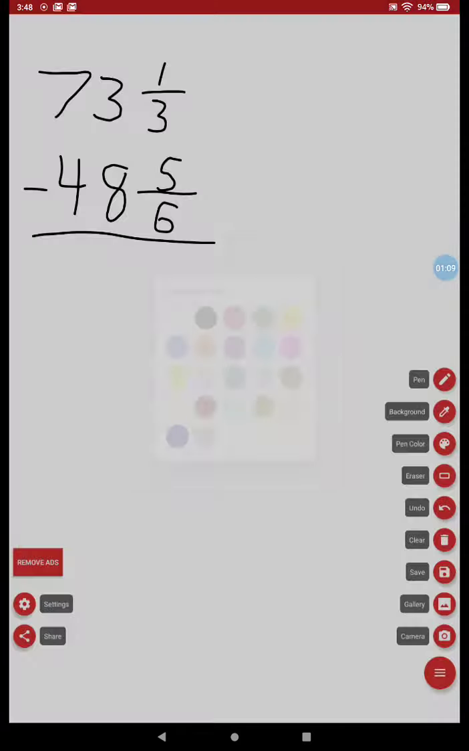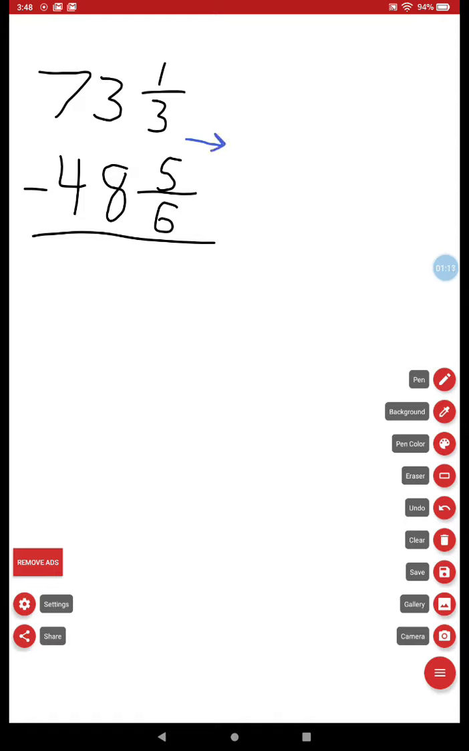What would be a common denominator between a 3 and a 6? Very good. You can change a 3 into a 6 by simply timesing it by 2. When I rewrite the problem, I'm going to keep that 73 the same. Going to keep that 48 the same. Since I just decided that I'm going to have a common denominator of 6, I'm going to keep 5/6 up here.